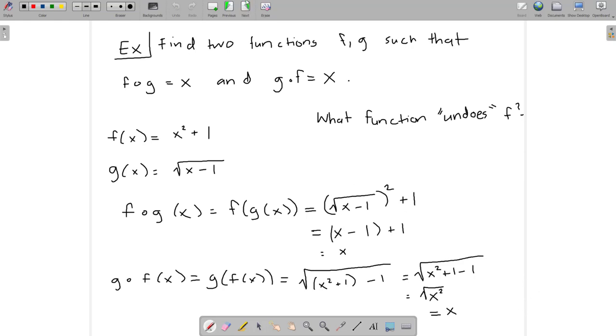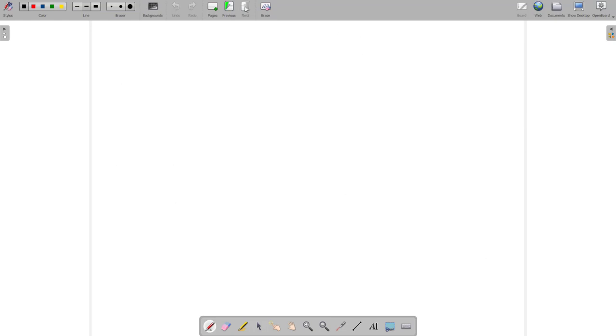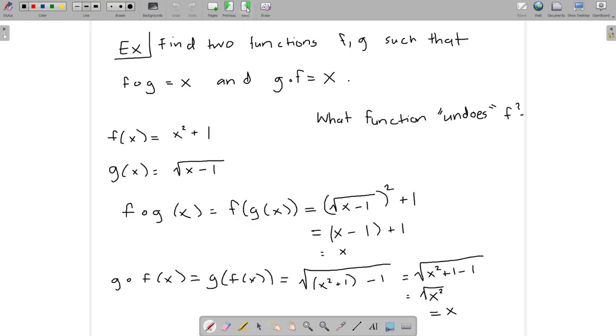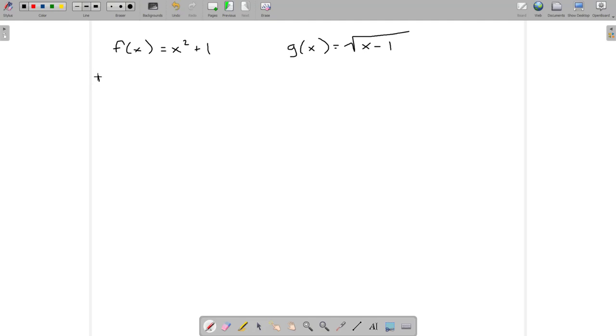So let's go ahead and take a closer look at the domains and ranges of our f and g. So f of x was x squared plus 1, and g of x was square root x minus 1. Right, okay. So first let's look at the domains. Well, this is just a parabola. I'm not dividing by x, I'm not square rooting anything, so my domain here is going to be all real numbers.